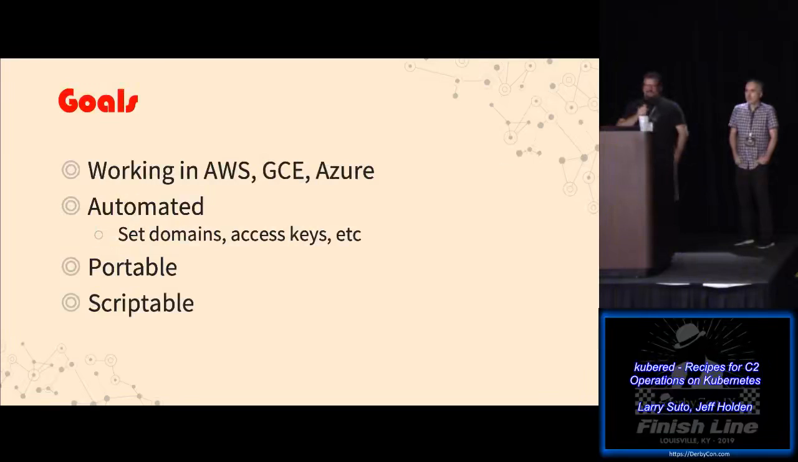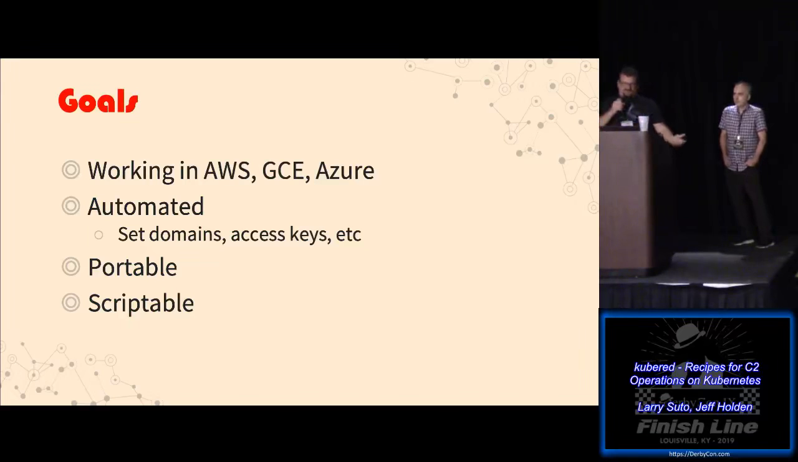So the goal of the project is to have kubered working in all 3 of the major cloud providers: AWS, Google Cloud Engine, and Azure. We're starting with AWS, which is what we have experience in, so we have it working there at this point. We want it to be automated. You put all your configs into one config file, run a script, push it out, and you'll have your C2 infrastructure up and running within about 20 minutes.